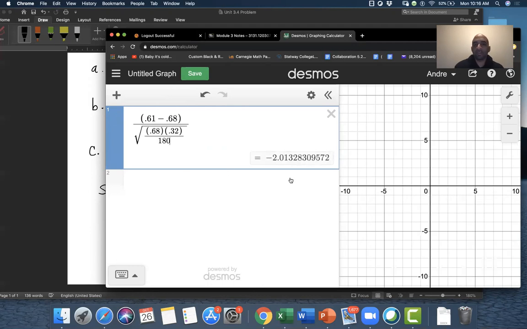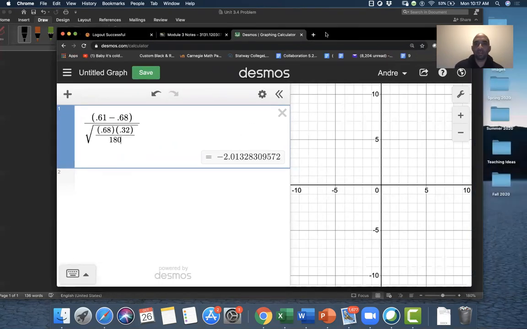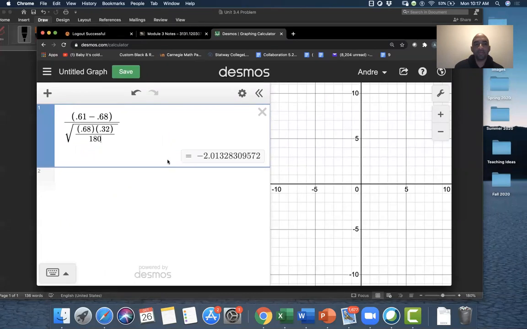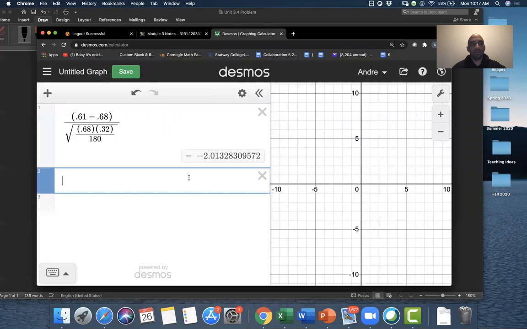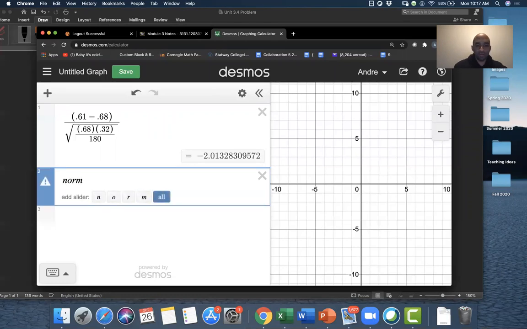Okay, so this is the z-score of the sample proportion 0.61, assuming the population proportion is 0.68. Remember, that's an assumption. We don't know what the population proportion is, but we're going to assume it's 0.68 so we can perform this test. So this is the left tail test. Because this is the left tail test, we need to now find the area to the left of this z-score. To do that, we can enter in the normal distribution command, normal dist.